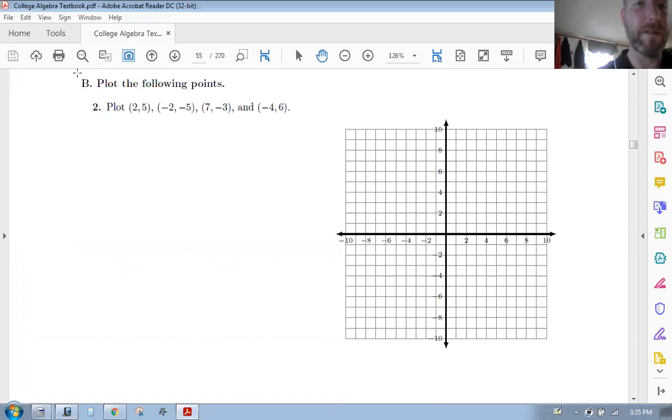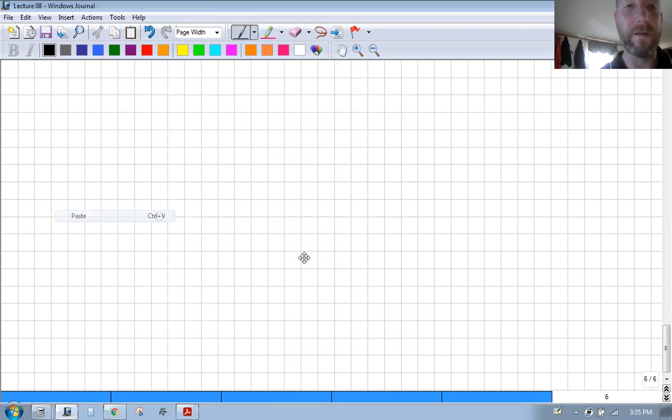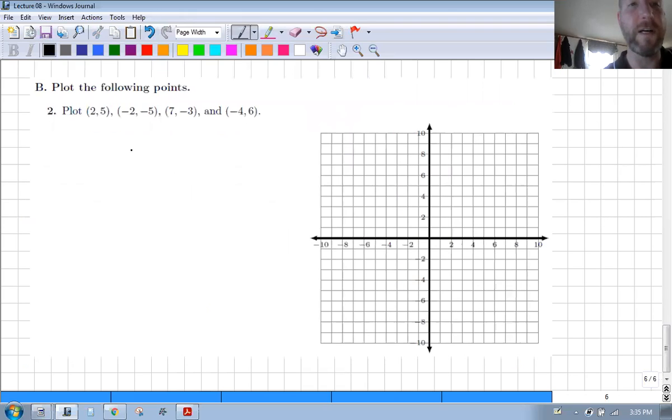All right, we're going to plot some points here. So (2, 5), we go to the right 1, 2, and then we go up 5. 1, 2, 3, 4, 5. So boom, there is (2, 5). (-2, -5), we go to the left 2, and then we go down 1, 2, 3, 4, 5. So that would be (-2, -5).